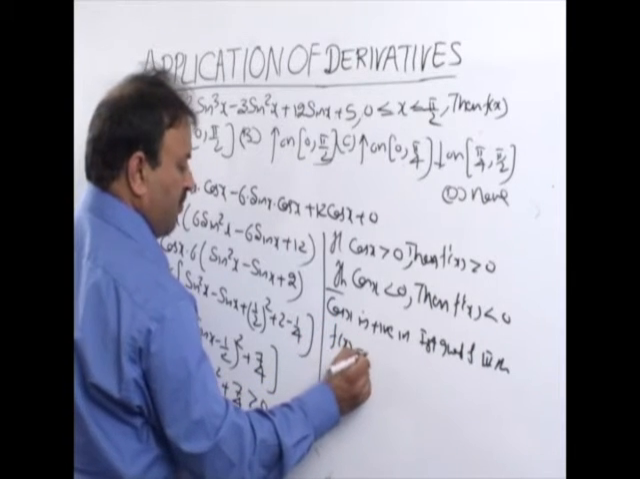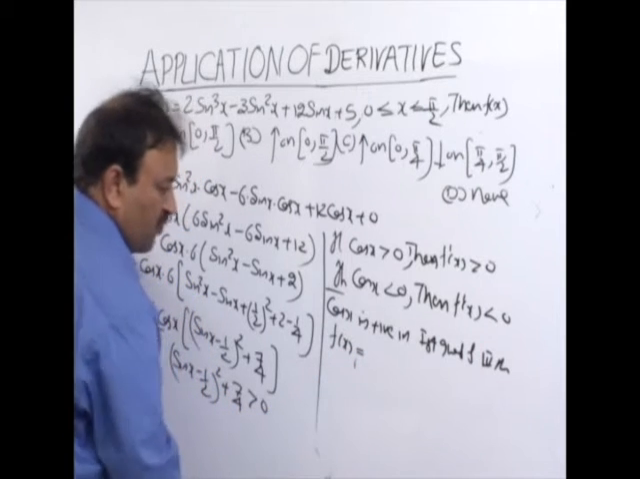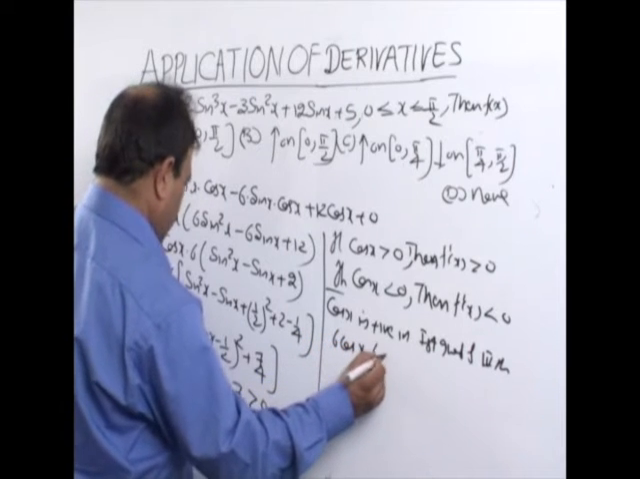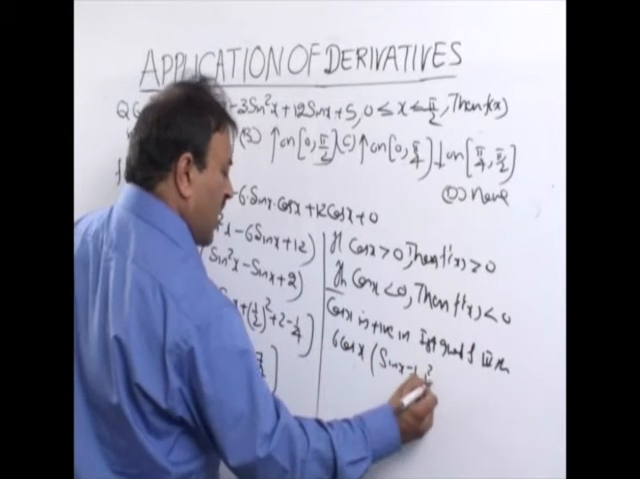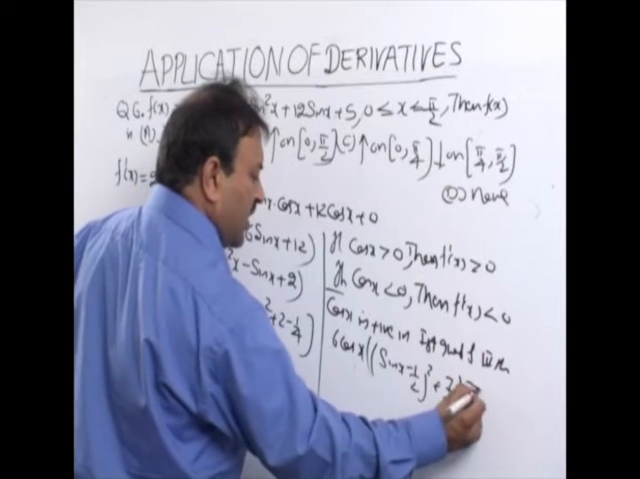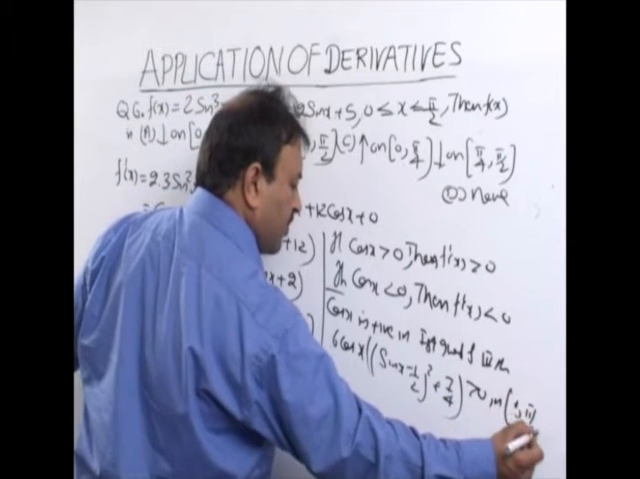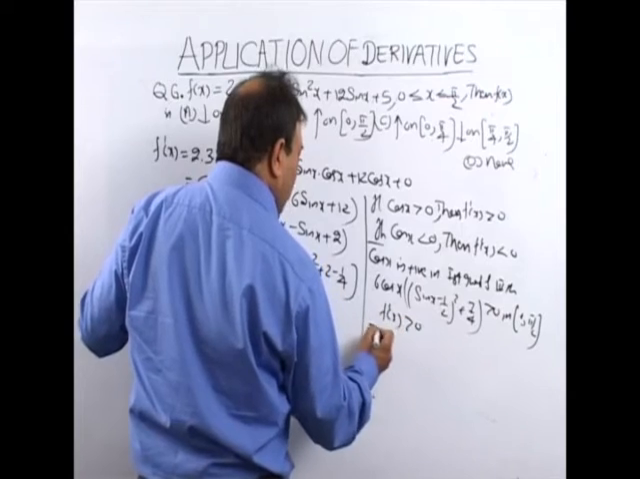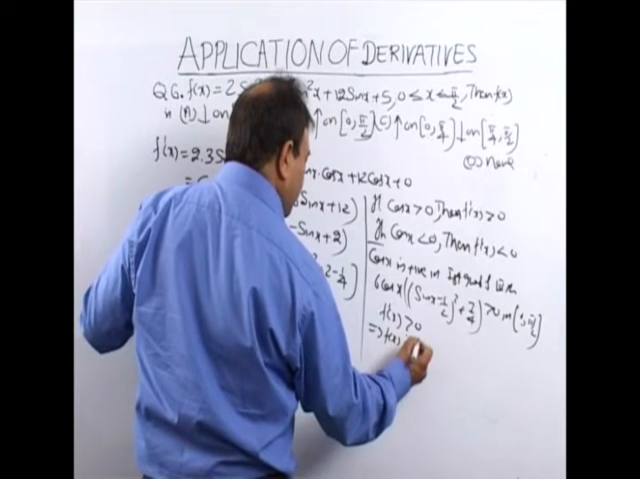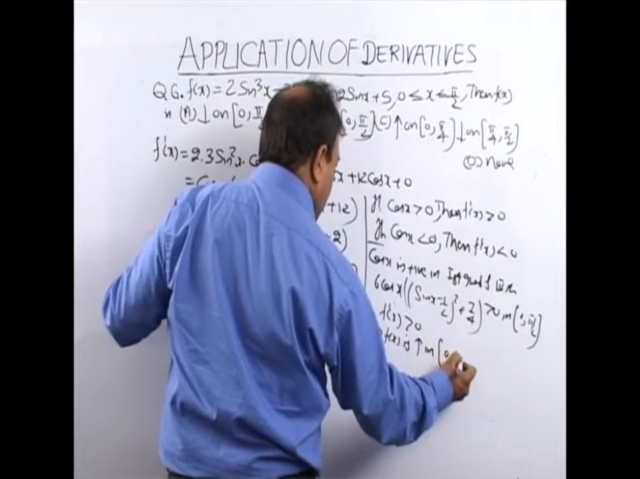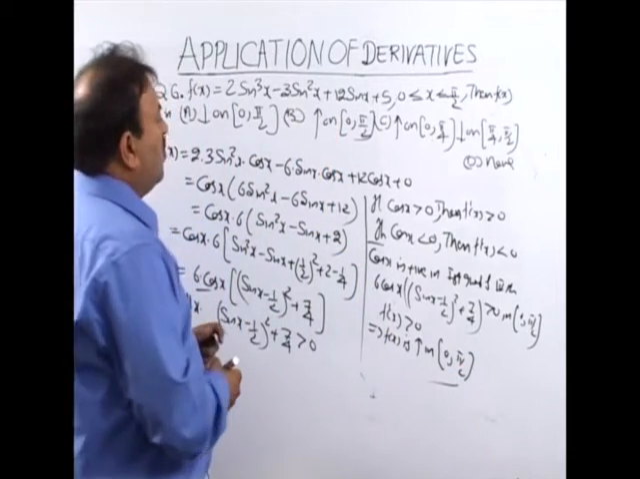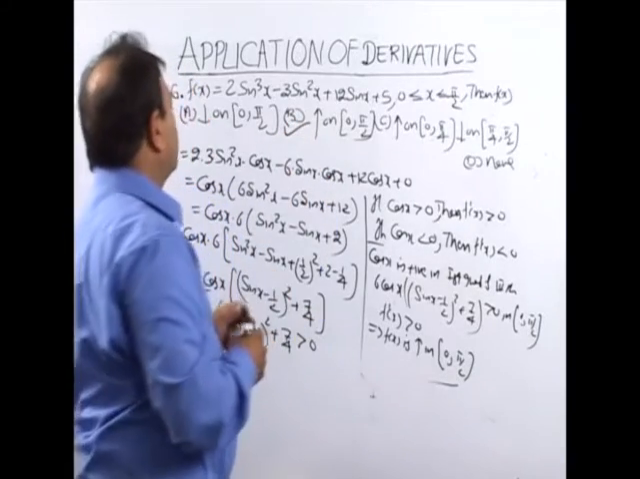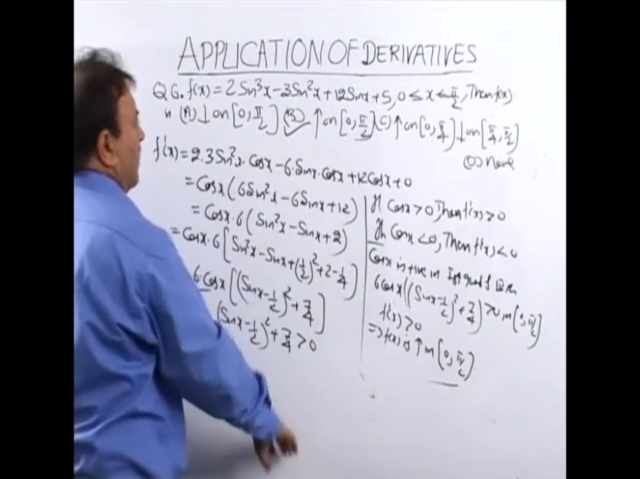First of all, cos x is positive in the first quadrant. So 6 cos x into sin x minus half the whole square plus 7 by 4 is greater than 0 in 0 comma pi by 2. That means f dash x is greater than 0. I will say fx is increasing. Fx is increasing in 0 to pi by 2. That means B part is our answer. So for question number 6, the right option is B part.